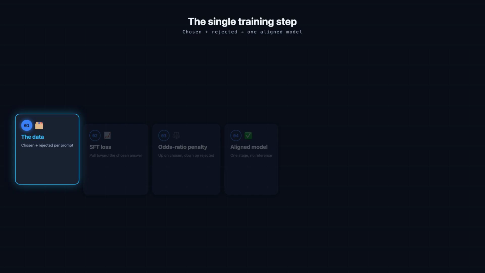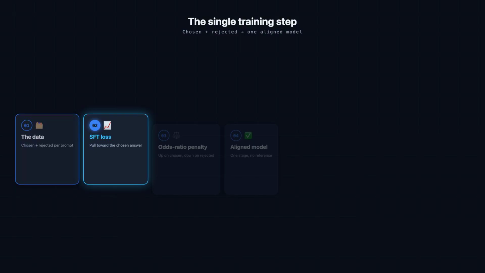That's the raw material the single loss will learn from, and notice it's the same preference data you'd feed a method like DPO anyway. Then the standard supervised fine-tuning loss does its usual job, pulling the model toward the chosen response. This is the same objective you'd normally run in that separate first stage, just no longer separate, folded into the one loss instead of living in a phase of its own.